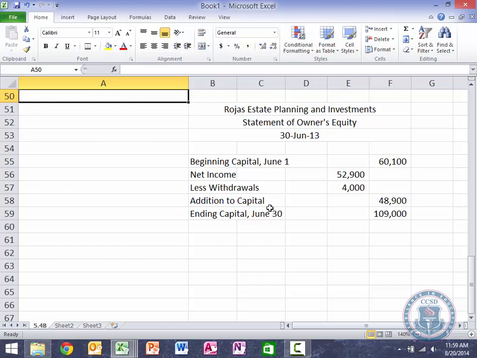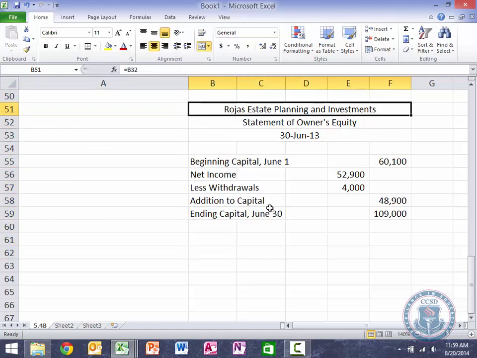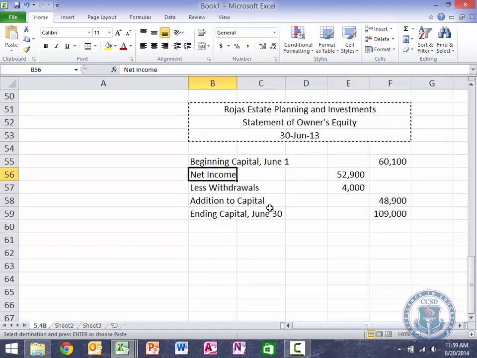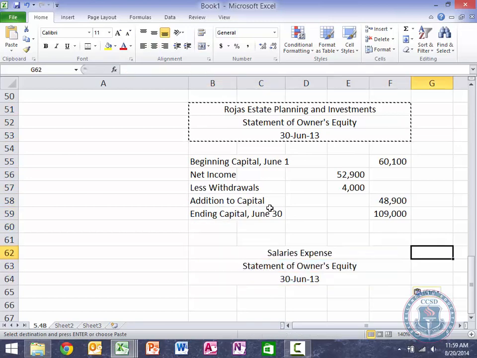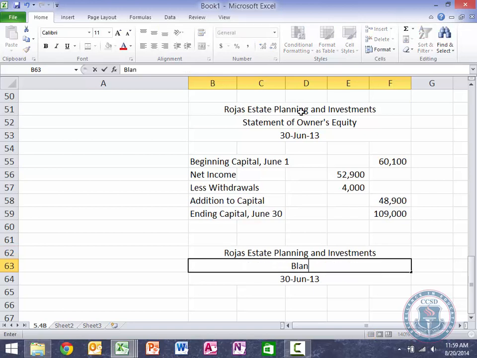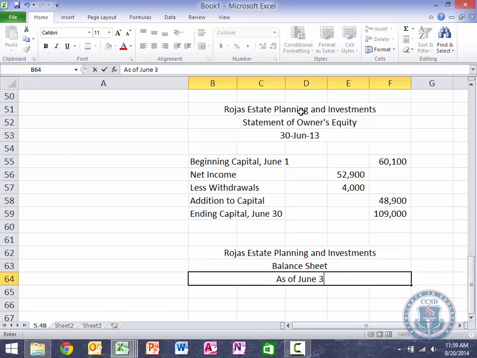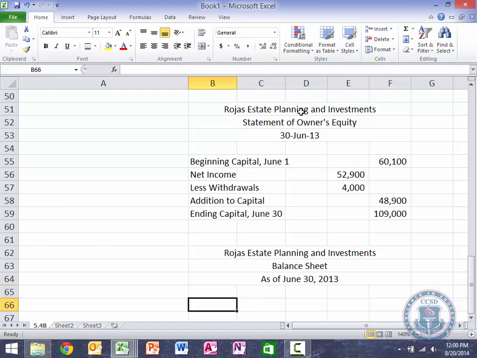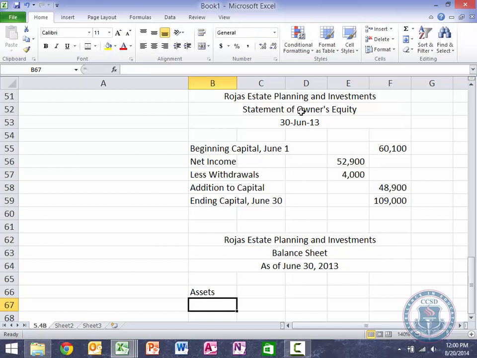My last statement is what? Balance sheet. So we're going to run right into that. I'm going to do the same thing. I'm going to copy and paste, equals Rojas. This is going to be a balance sheet. And we're just going to do as of June 30th, 2013. What do we start with in a balance sheet? Assets.